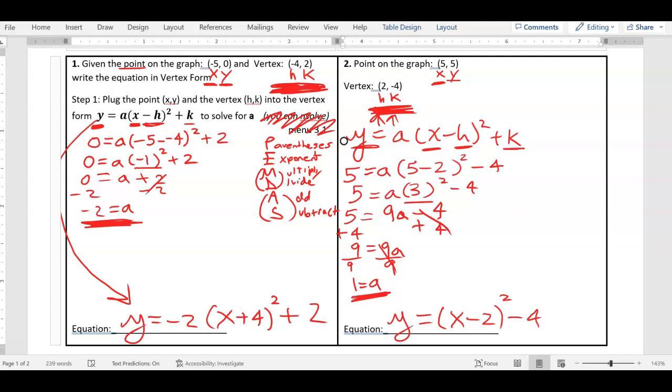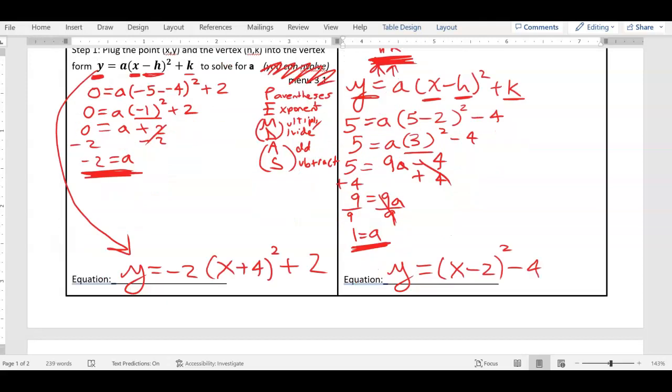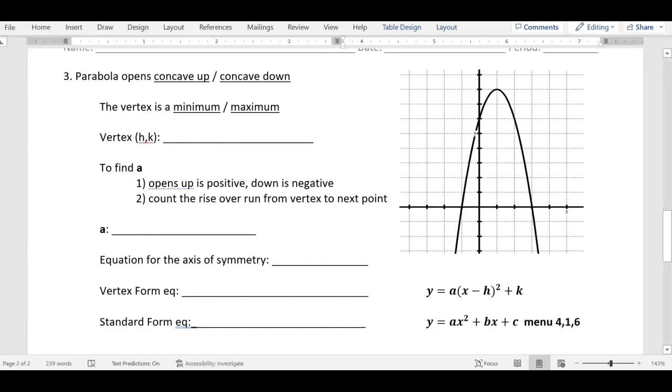If they give you a point and a vertex, you should be able to use that to find a and then write your formula. That's one type of problem you'll see on the assignment tomorrow, okay? Flip these notes over. Who still needs this? Real quick, but this is going to take most of the class. So you can, but we're doing brand new stuff, so as soon as you can get back, the better. Number 3, here we go.